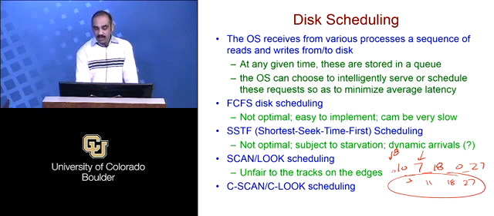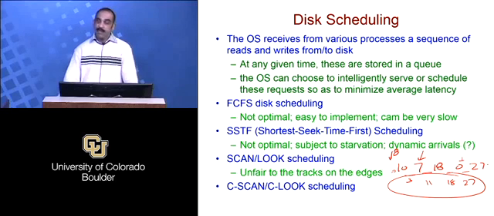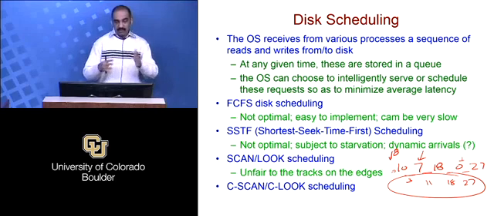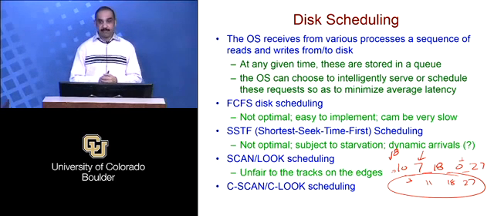Once you are on 10, you will see that the closest one is actually 0, so you go to 0. Then from 0, 18 will be the next, and then 27. So basically you're looking to minimize the next seek time.